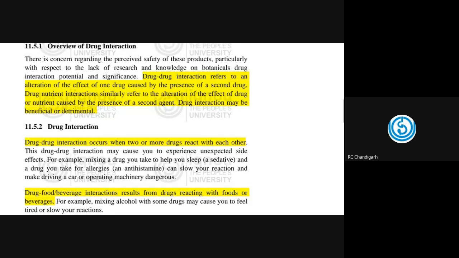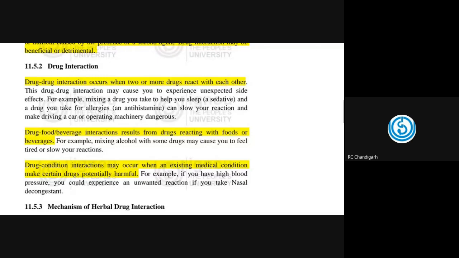Drug interaction, first one, drug-drug interaction occurs when two or more drugs react with each other. Drug, food, or beverage interaction results from drugs reacting with foods or beverages. And drug-condition interactions may occur when an existing medical condition may make certain drugs potentially harmful.